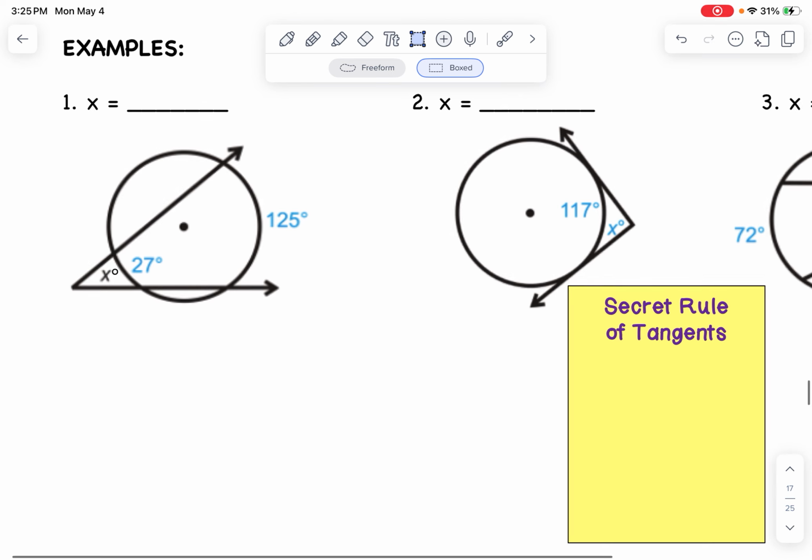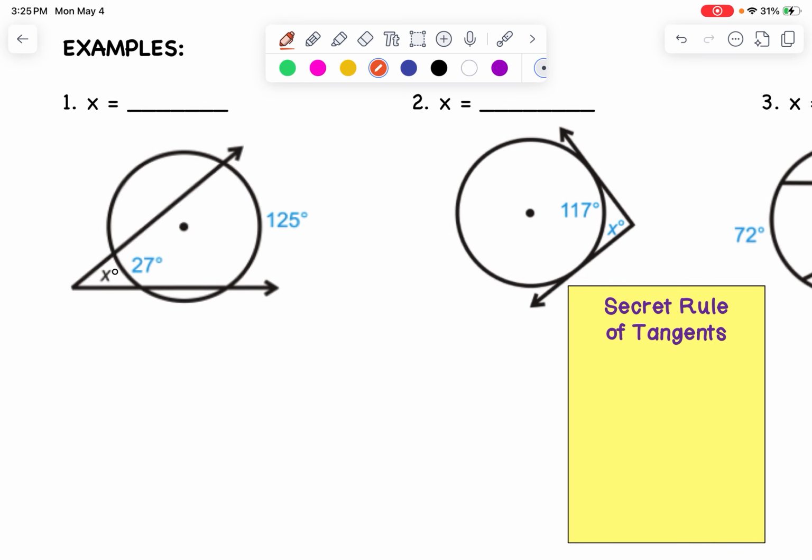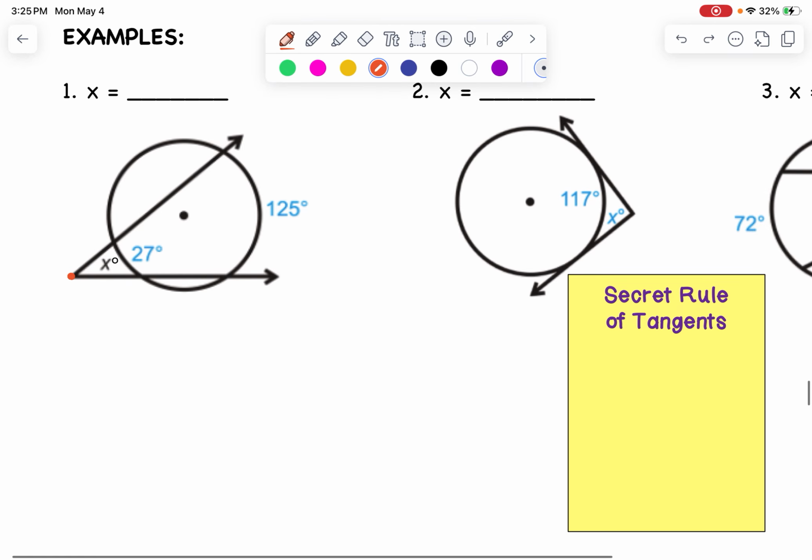Number 1. All right, so the first thing we need to ask ourselves is, where is the vertex? Well, the vertex is clearly on the outside of the circle. So X is going to be, and by the way, the X is referring to this angle right here. I know it's kind of hard to tell. We know it's not talking about the arc because the arc is 27. So I know my vertex is outside the circle, which means I'm going to be using the half the difference formula. So X equals half the difference. Again, I know it's going to be the 125 first because I have to go biggest to smallest.